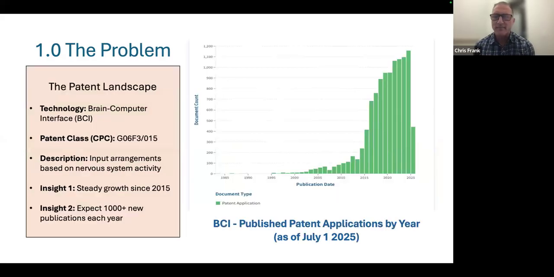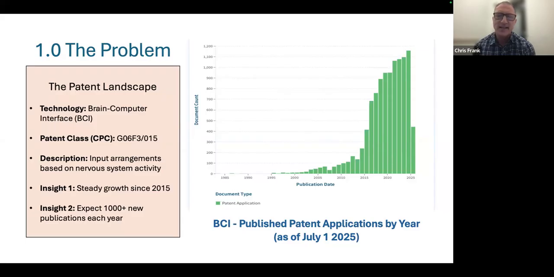Just to give you a more clear picture on what that looks like, what I've taken here is just the published patent applications. I've taken out the issued patents. Just published patent applications by year, and just for this class, you can see in 2015, things really started to take off. And in the last few years, it's been well over 1,000 patent filings per year. Where you see 2025, I took this at the end of June, so it's about halfway through the year, and it was at about 450 documents.